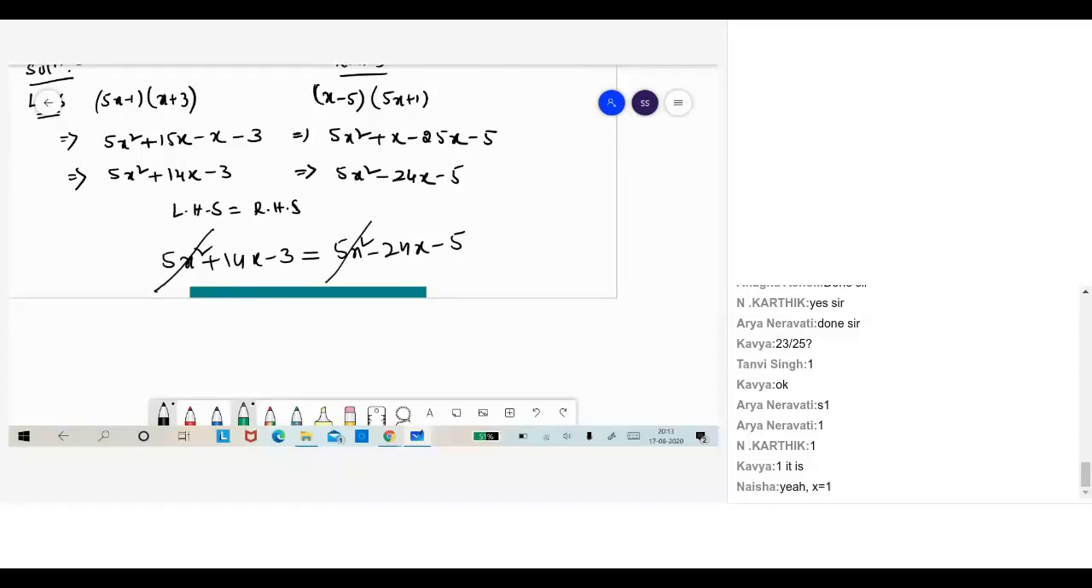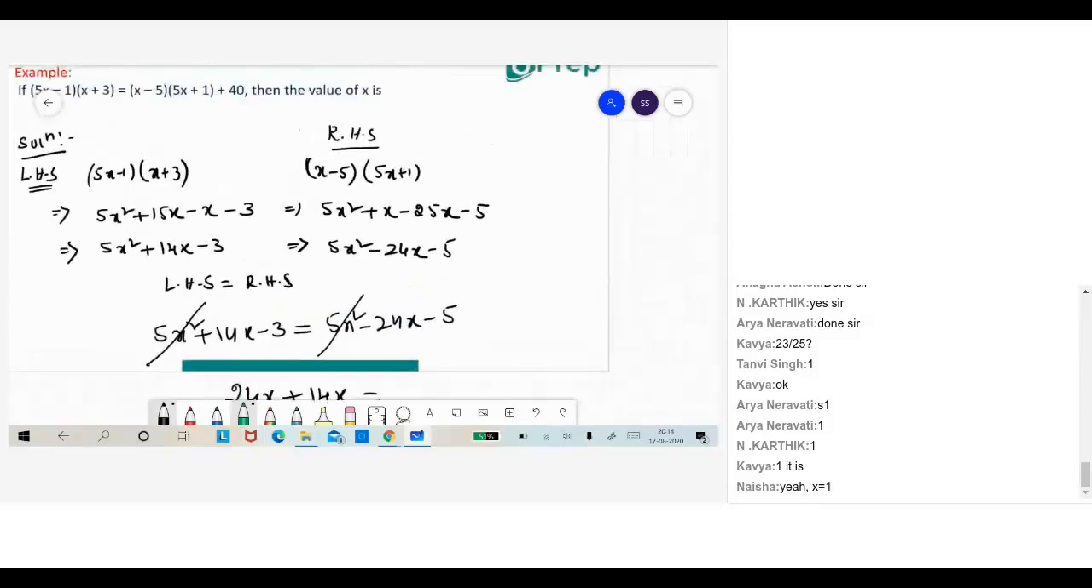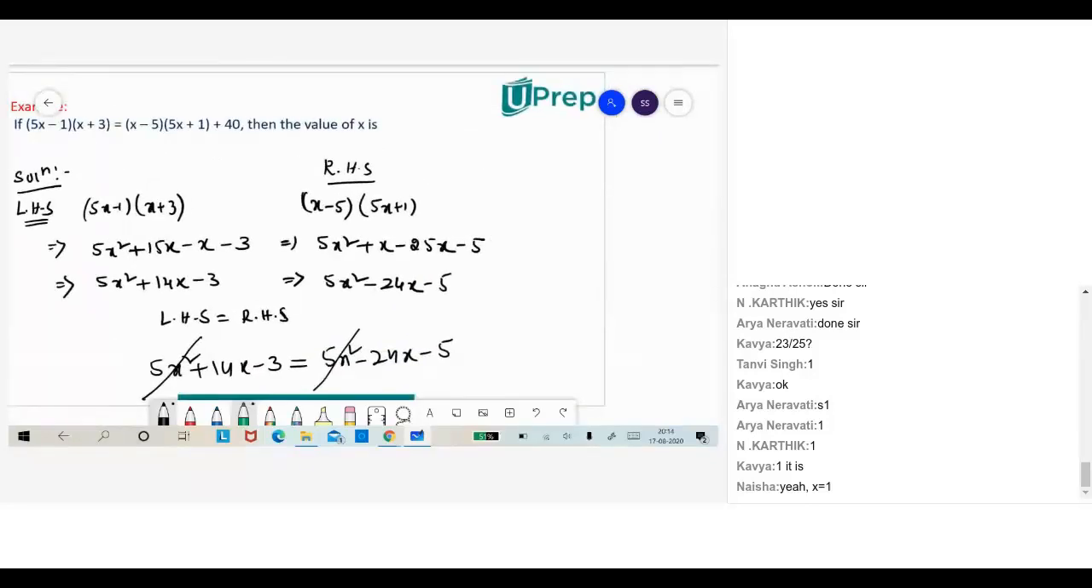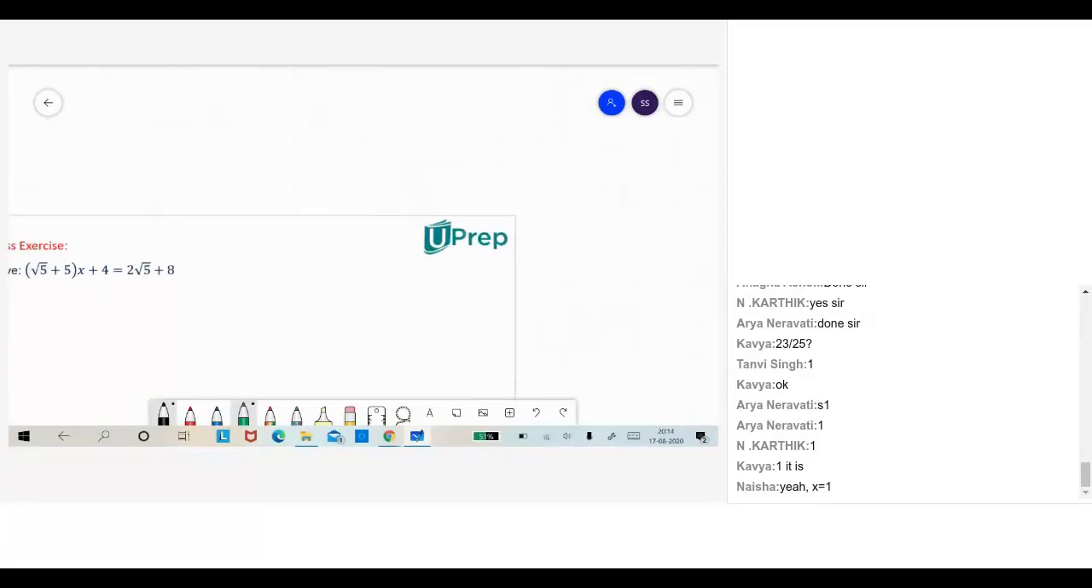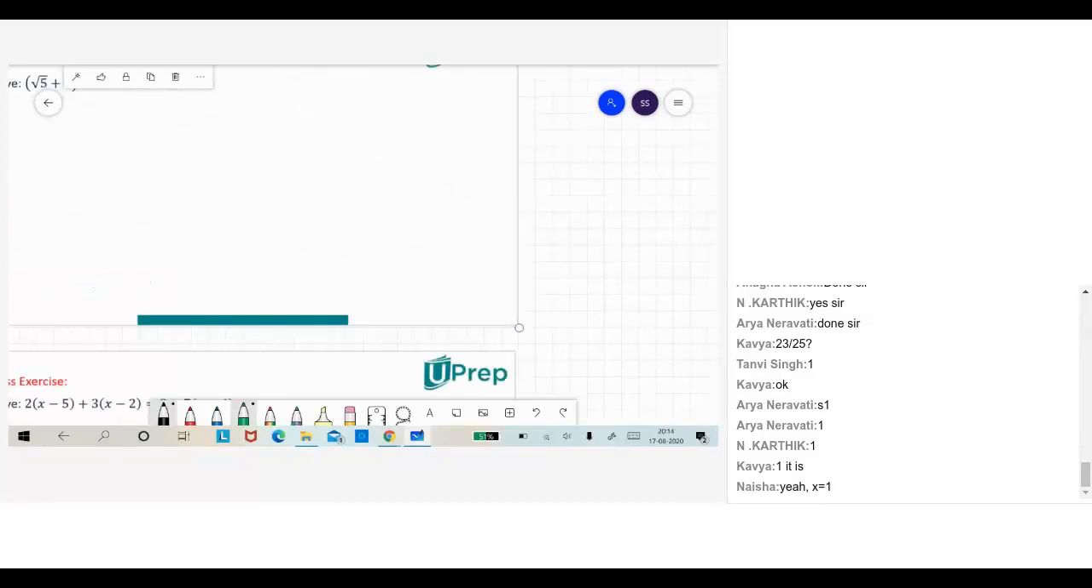Take this minus 24x on the left hand side. If you take minus 24x on the left hand side, it becomes plus 24x. Already you have 14x. Something is wrong. Sir, where is minus? Sir, plus 40. Yes, we forgot plus 40. So here, plus 40 means this becomes 40 minus 5.